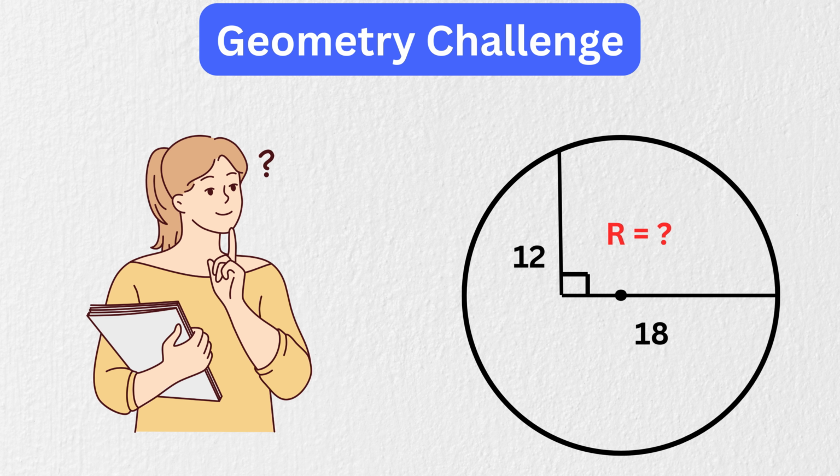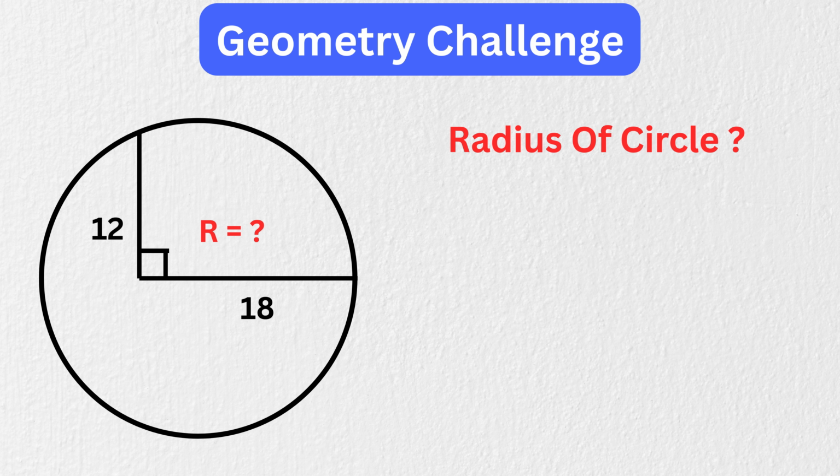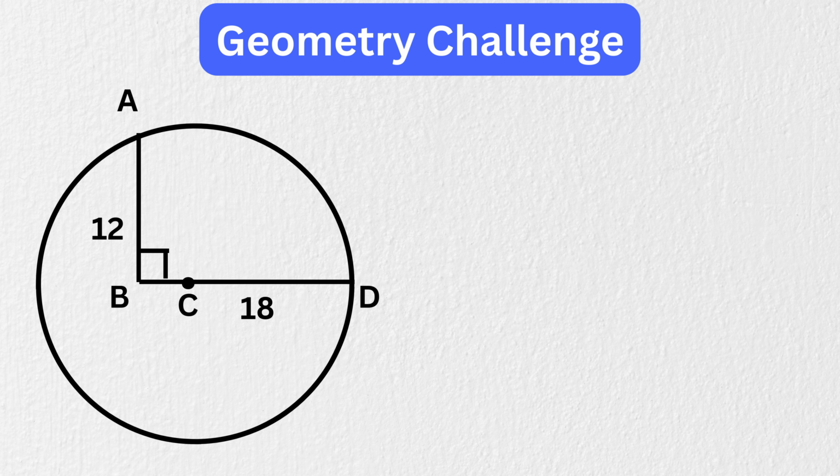Pause and try to solve this yourself first. Let's start. Our goal is to find the radius of the circle. So let's label the radius as r, this point as A, this point as B, this point as D, and the center of the circle as C. We know that any segment that starts from the center of the circle and touches the circumference of the circle is a radius. Let's start by drawing the radius and labeling it as r.